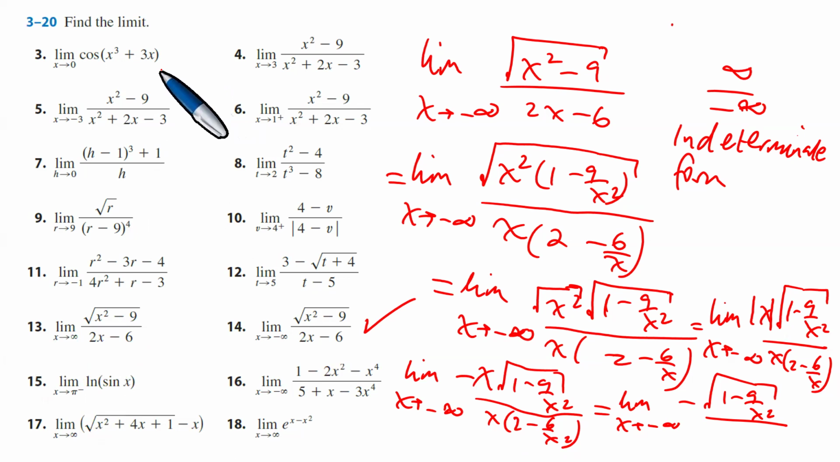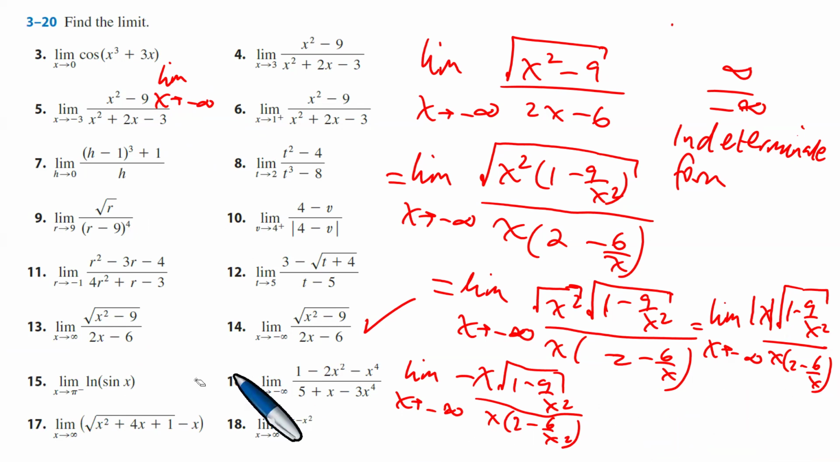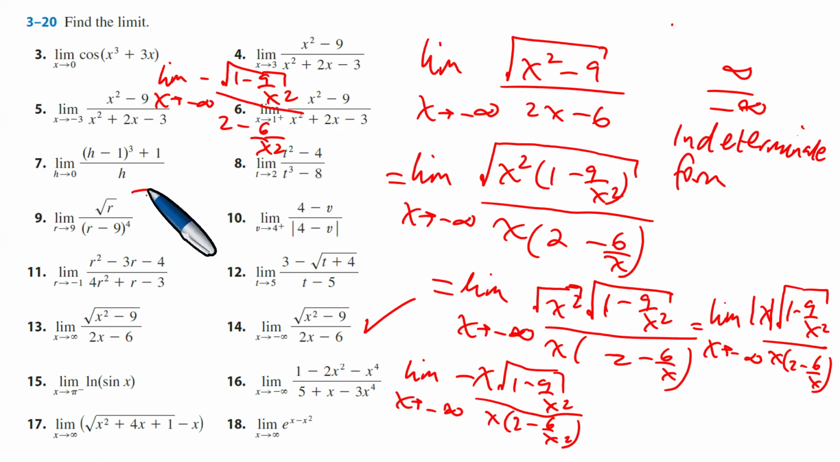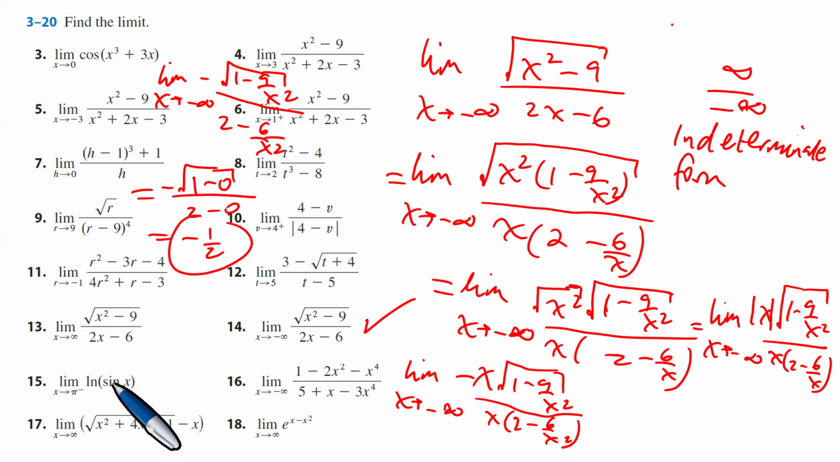So the x cancels at this point, giving minus the square root of 1 minus 9 over x squared, divided by 2 minus 6 over x. Which is 1 minus 0 over 2 minus 0. You got minus 1/2, right? Yes. That is so good.